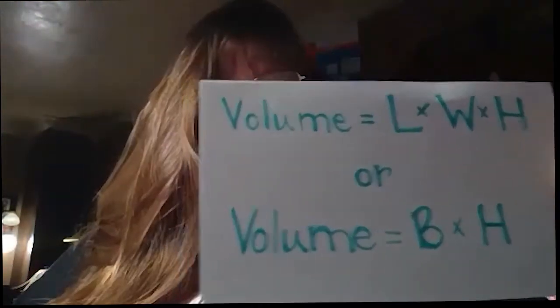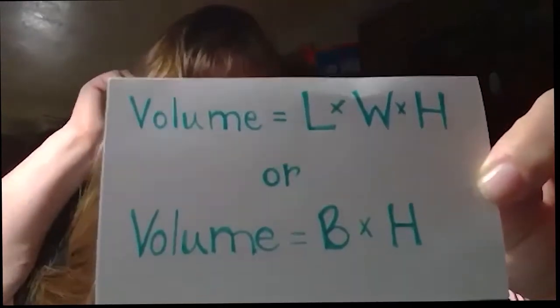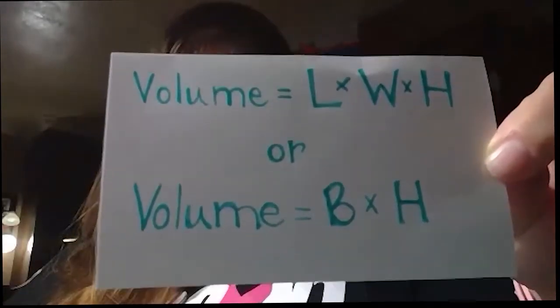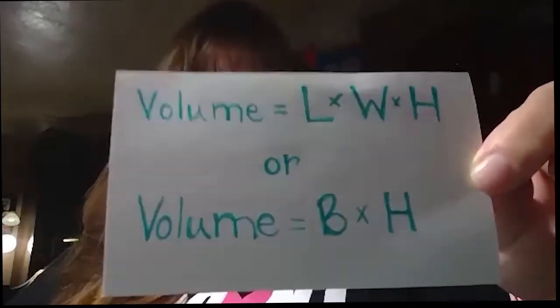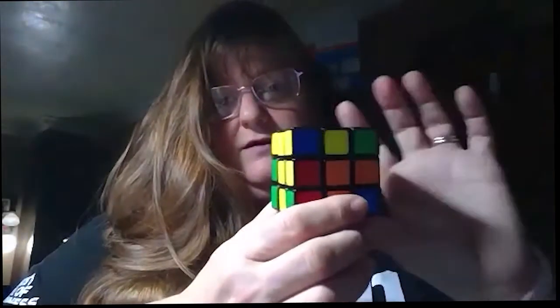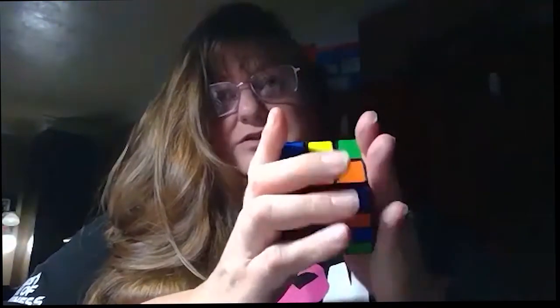Our next word, area, I believe we already did. So we are back to the beginning of our flashcards. The next thing that I want to go over are 2 different formulas to make volume. Volume can be found by multiplying length times width times height, but volume can also equal base times height.